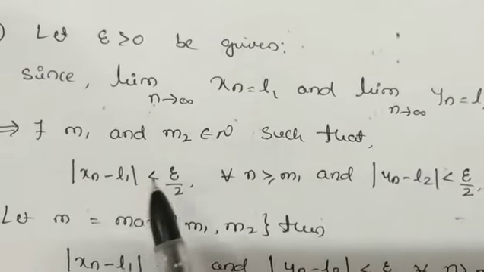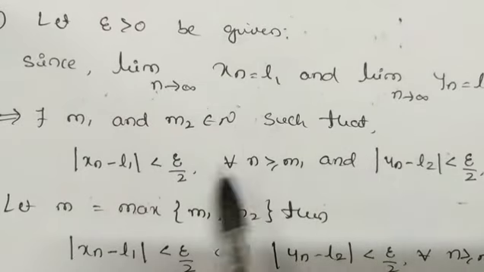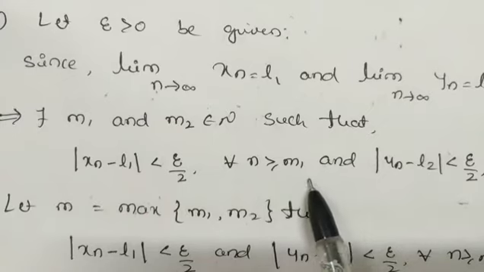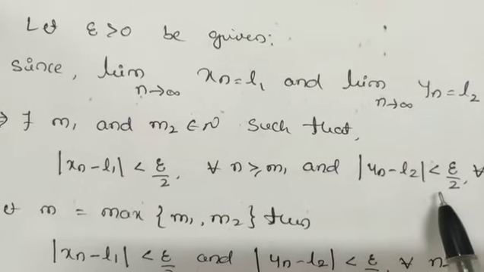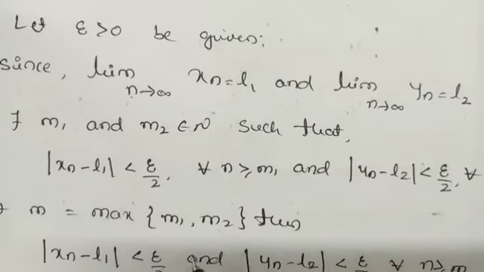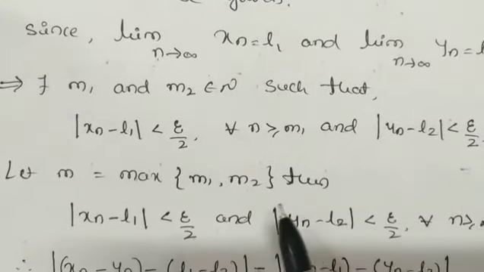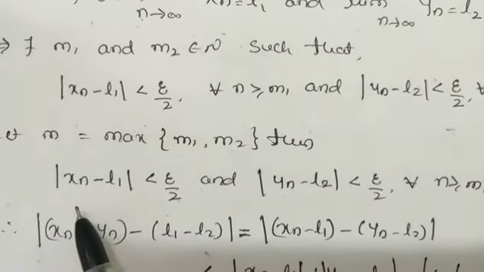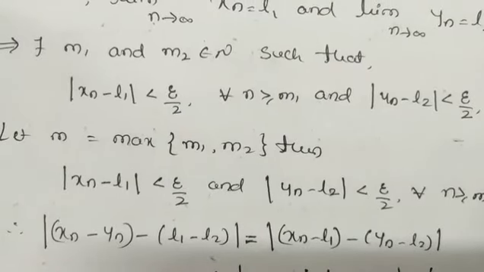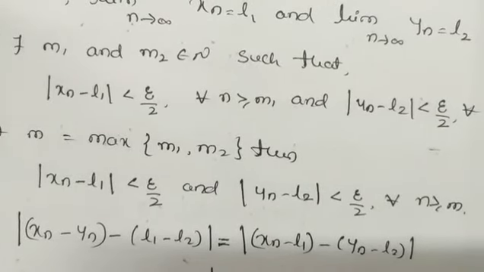Then there exist m1 and m2 belonging to N such that mod xn minus L1 is less than epsilon by 2 for all n greater than or equal to m1, and mod yn minus L2 is less than epsilon by 2 for all n greater than or equal to m2. Let us take m as the maximum of m1 and m2. Then mod xn minus L1 is less than epsilon by 2 and mod yn minus L2 is less than epsilon by 2 for all n greater than or equal to m.